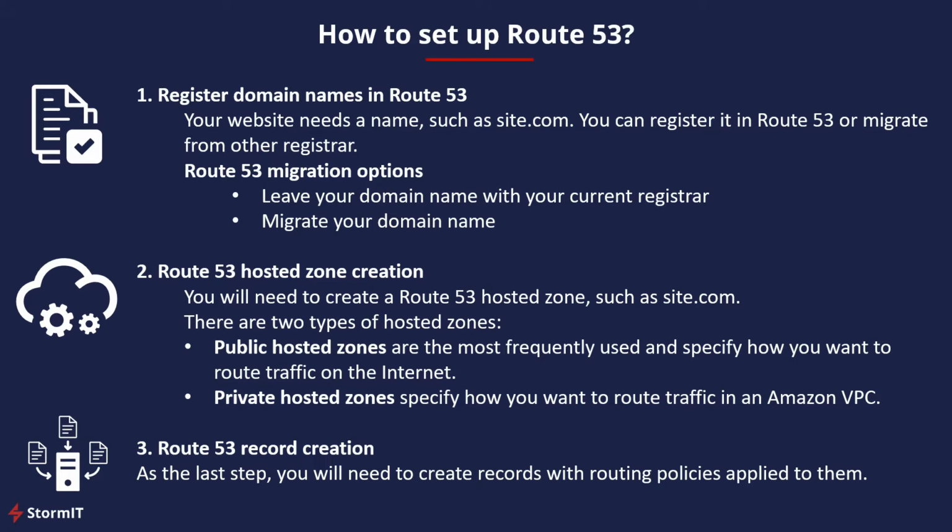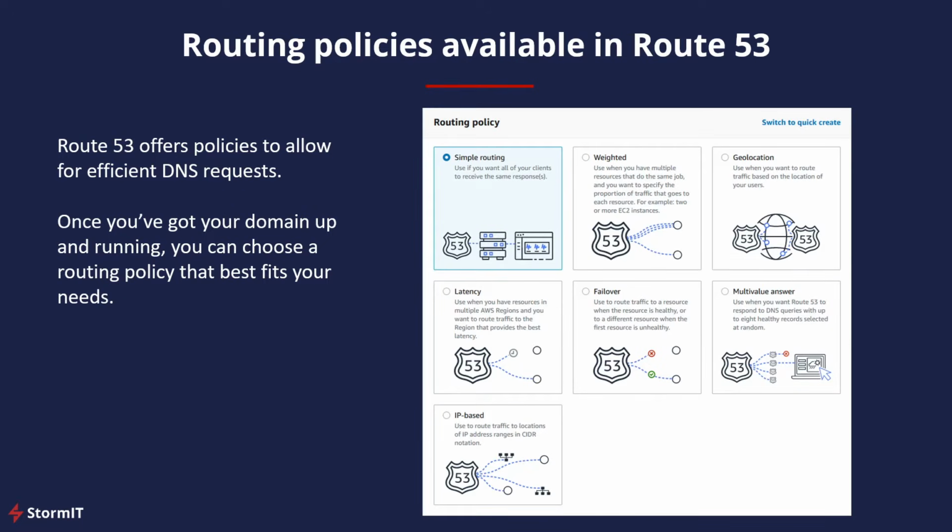And as a last step, you will create records, and you will need to create these with routing policies applied to them, and they can be created for site.com, for instance, or subdomains like videos.site.com. So let's look at routing policies available in Route 53.